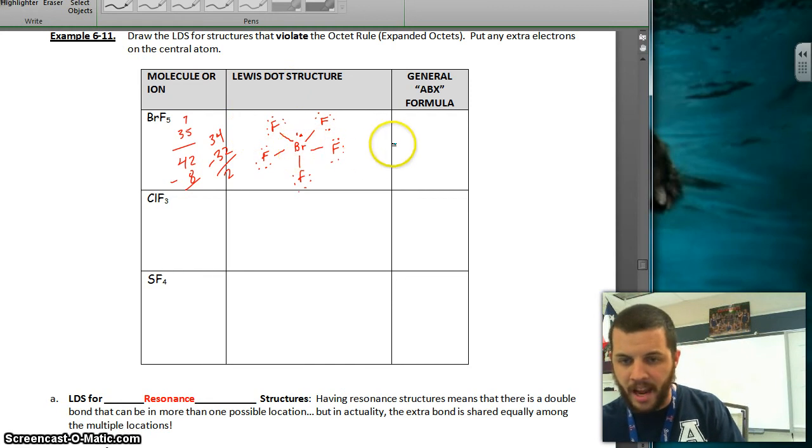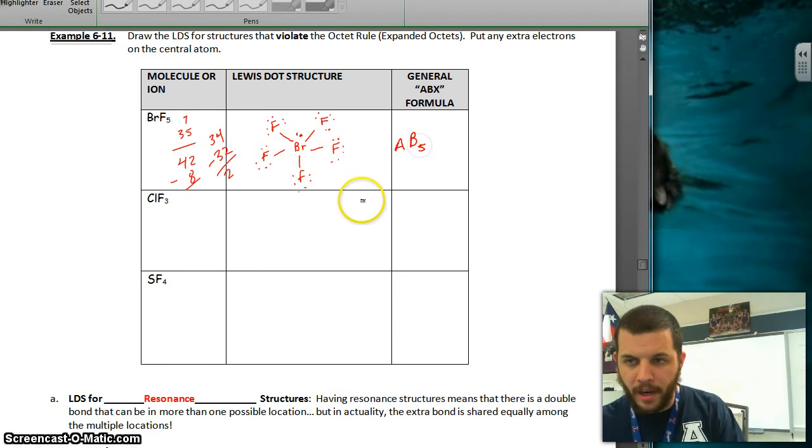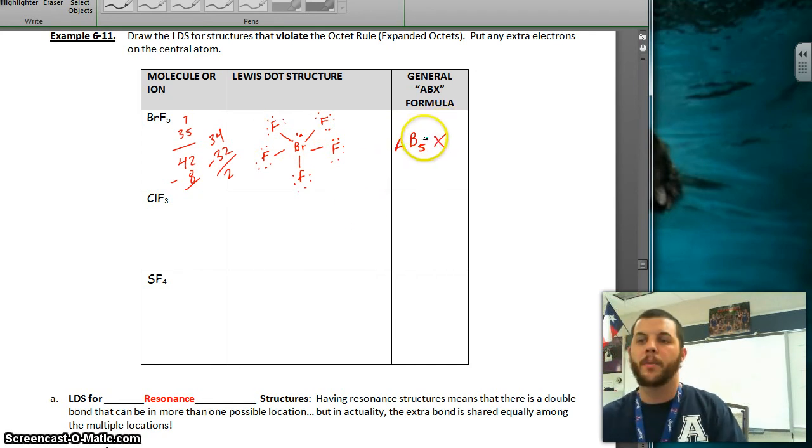So now this is A, B5. How many unshared pairs on the central? 1. So AB5X would be the appropriate Lewis dot, I mean ABX structure. Okay, let's look at one more of these.